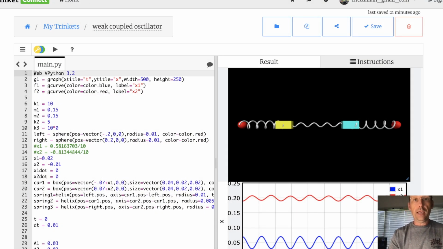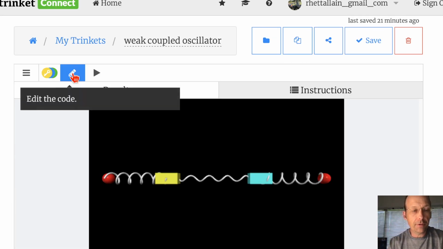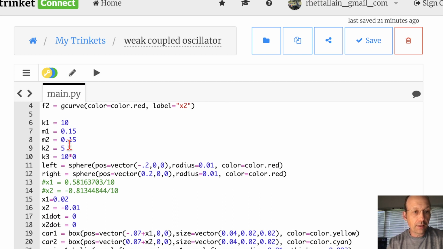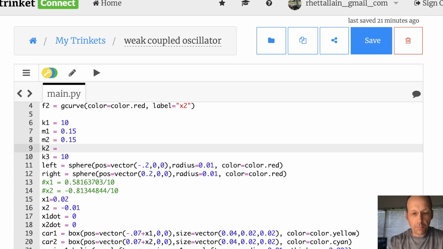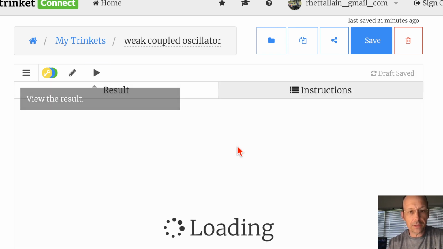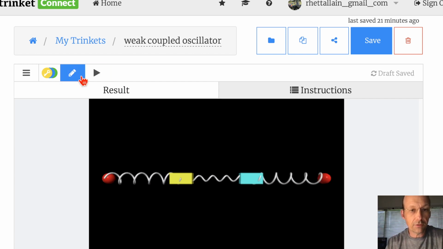Here we are in our computer code. Make it bigger. I already have all this code. I'm not going to go over the whole thing. What I do want to change, K1, K2. Oh, I had different ones. K3 is 0, so I need to put that at 10, and then put this at, let's say, 0.5. Let's just see what happens if I run it. Okay, so that is one of the normal modes. It seems like it's okay.